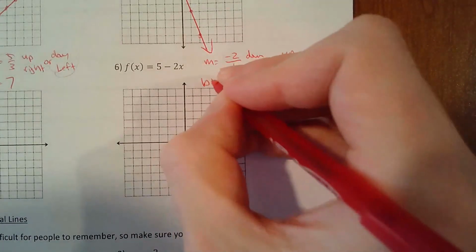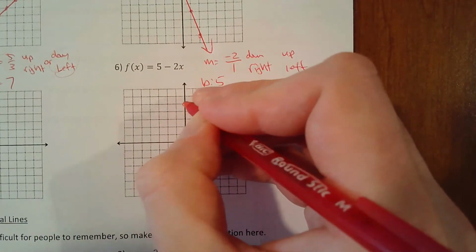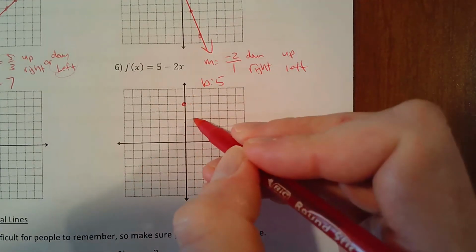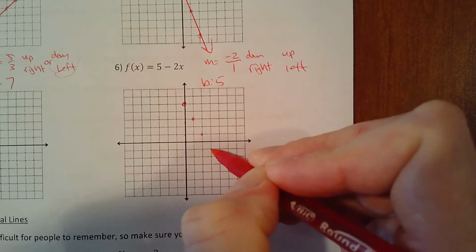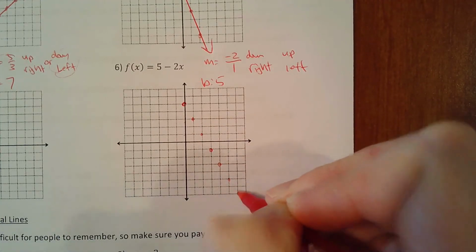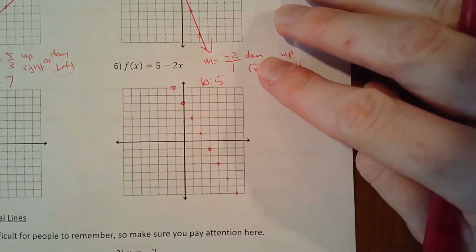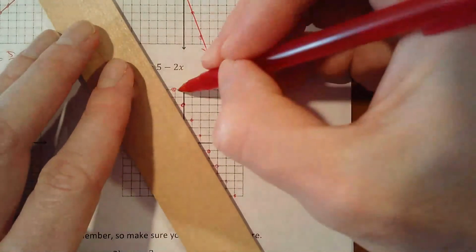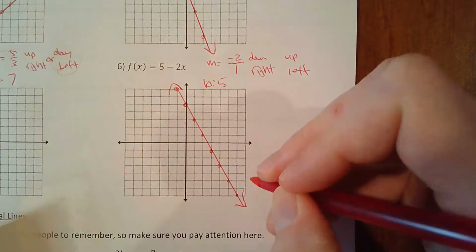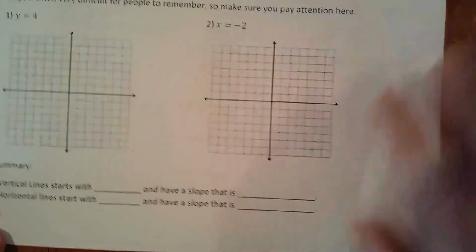And then my y-intercept is 5. So 1, 2, 3, 4, 5. That's where I cross the y-axis. From that point, down to right 1, or up to left 1. All in the same line. Okay? And then connect those points. All right, so pretty simple, hopefully. I mean, that should all ring a bell.